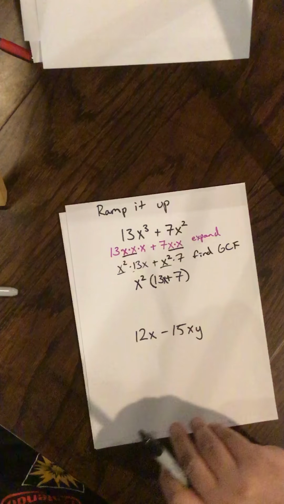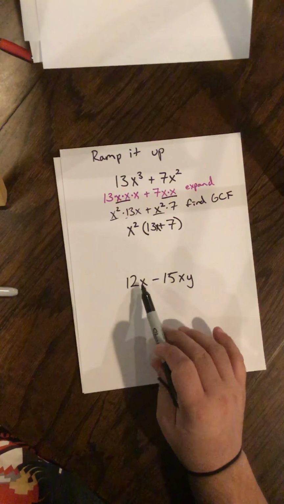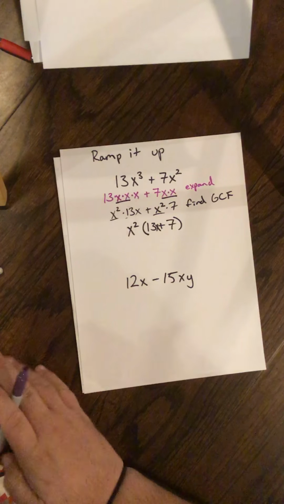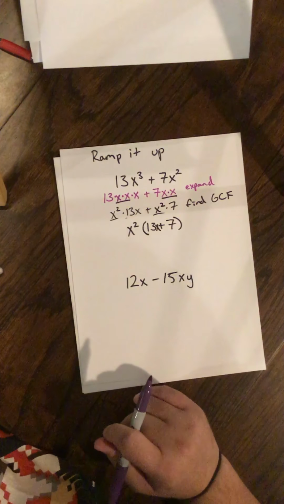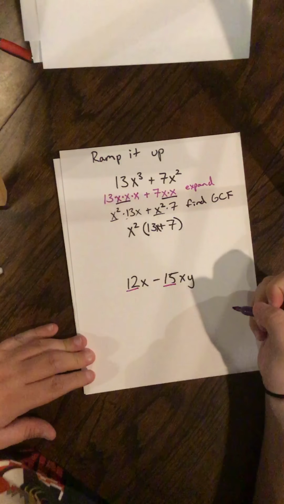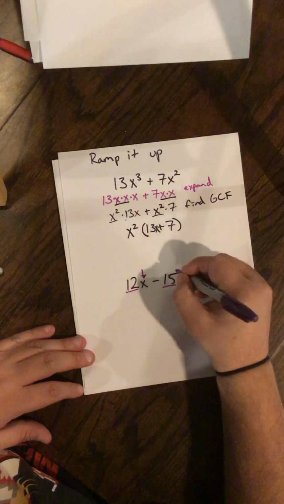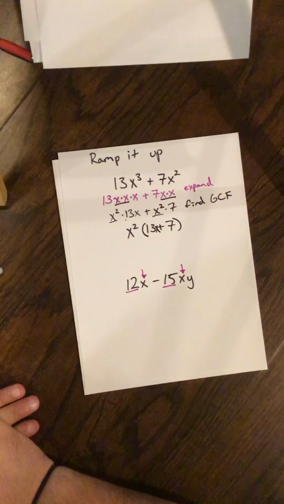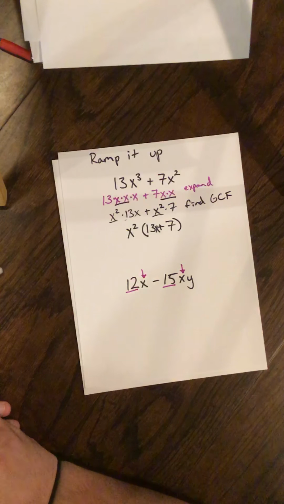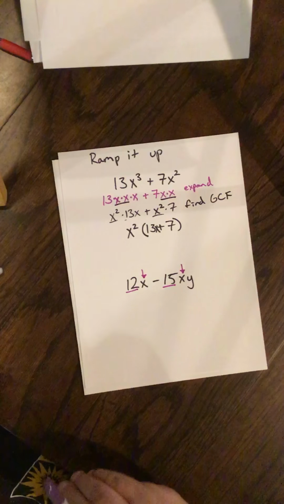So let's go look at this example here where we've got no exponents: 12x minus 15xy. Now I want to find the greatest common factor. I'm going to find the greatest common factor for 12 and 15. But I want you to notice there is an x in both of these, and since factors are really things that are multiplied together to get you that term, since there's an x in both of these, we'll be able to factor out an x as well.